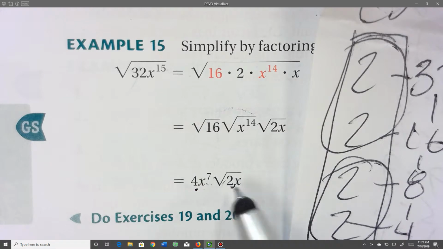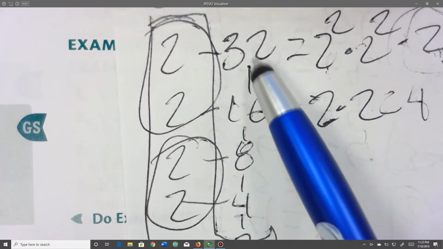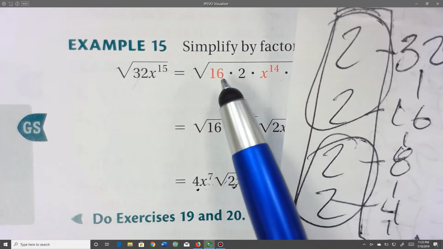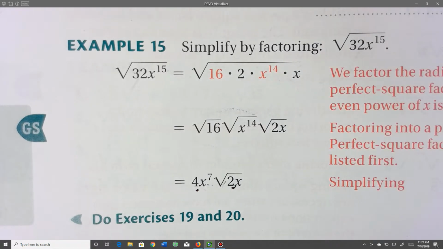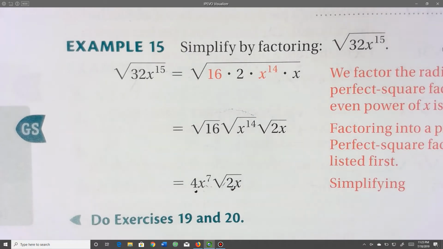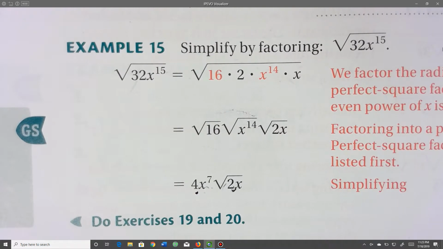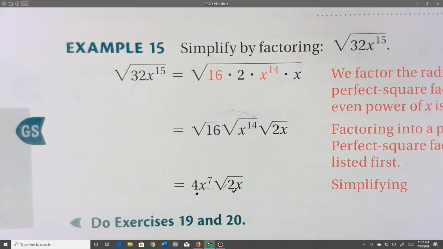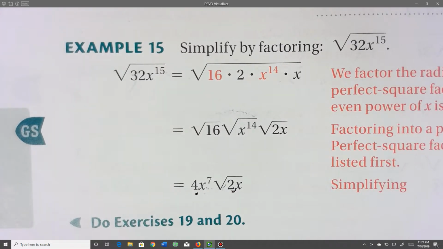Notice that I did this by factoring the whole thing out, the whole number 32. I didn't have to know that 16 was a factor of 32. And that's okay, as long as you can factor the whole number, the whole thing, and then group in 2's, and then just bring them outside and multiply them, and you should get the right answer.